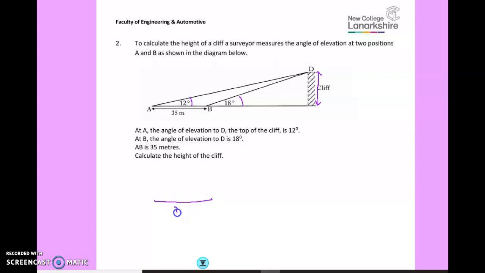So there's my AB at 35 metres. That goes up to D. That's 12 degrees. We've also got this angle here. Here is a straight line. So if that's 18, angles in a straight line need to add up to 180, so that must be 162 degrees. So I've got one side, I've got two angles, so I can use the sine rule.